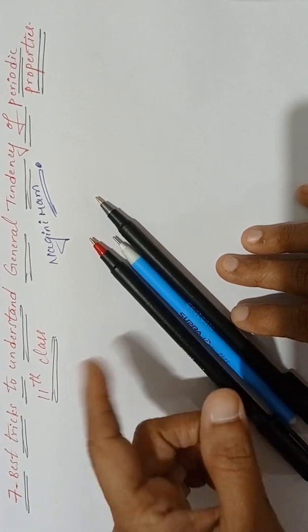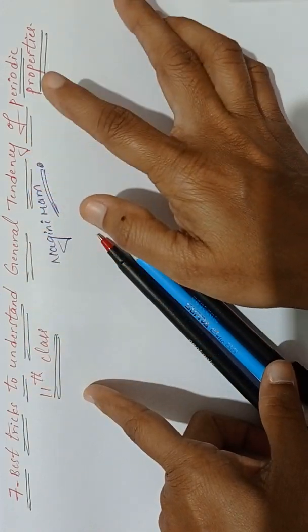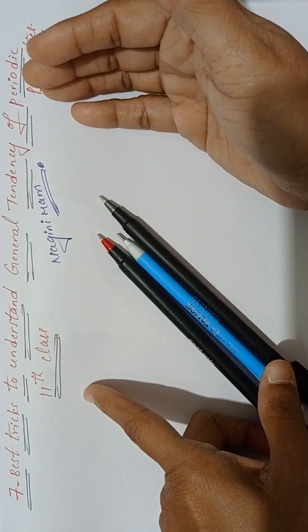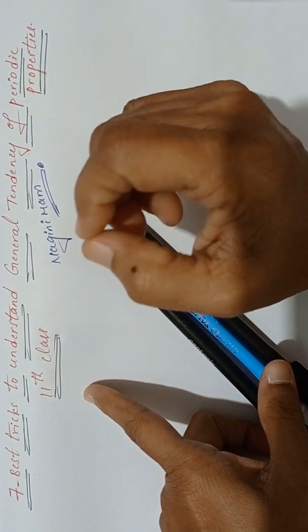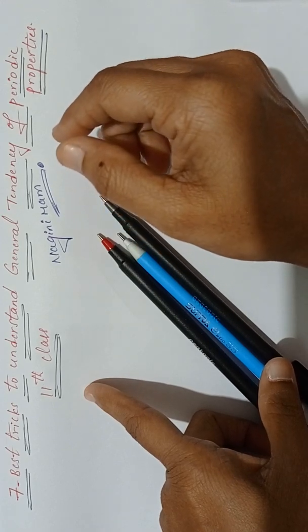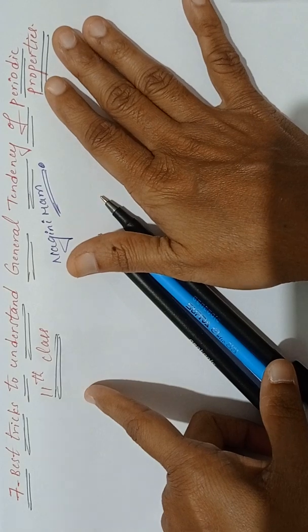In today's section, I'm going to discuss the 7 best tricks to understand the general tendency of periodic properties. This topic belongs to 11th class, first PUC students, third lesson, periodic classification of elements. Here I am going to discuss the periodic properties, students.